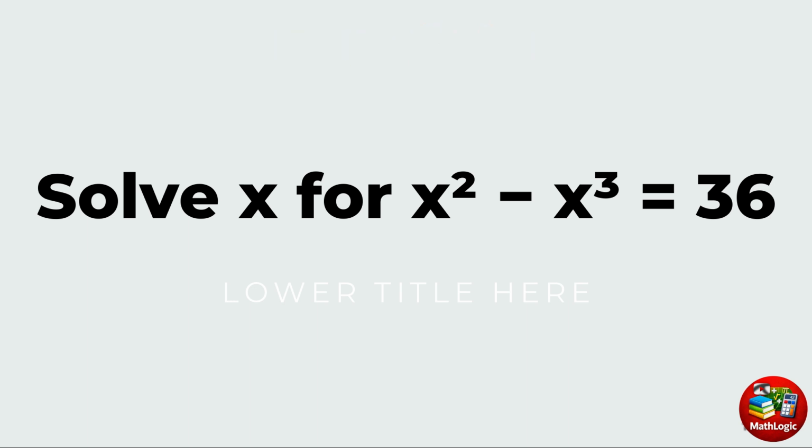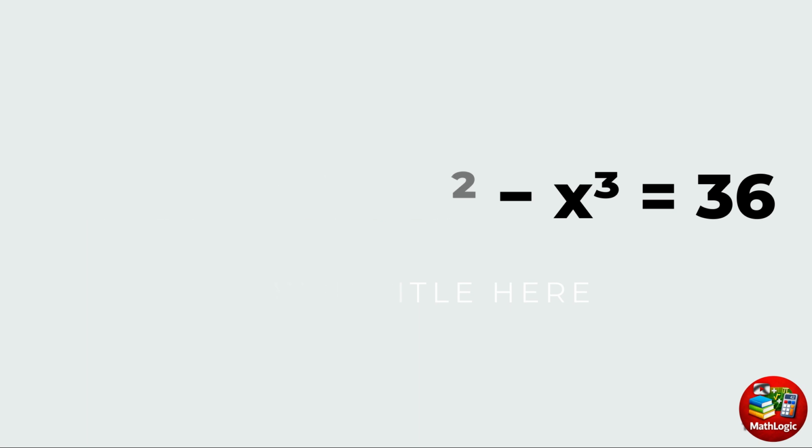Our first step is to rearrange the equation. When dealing with polynomial equations, it's almost always a good idea to set one side of the equation to 0. So we have x squared minus x cubed equals 36. Let's move all the terms to the left-hand side. We can subtract 36 from both sides to get x squared minus x cubed minus 36 equals 0.